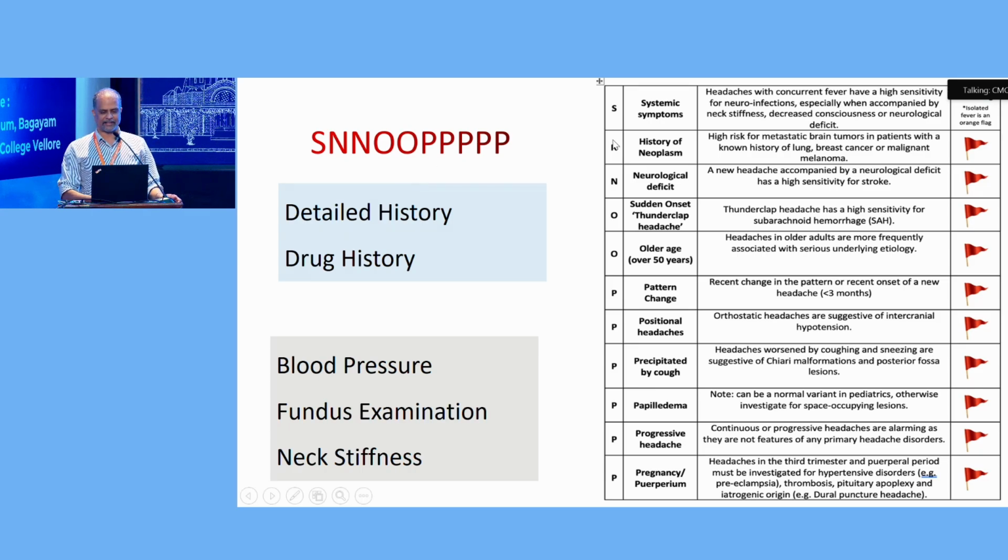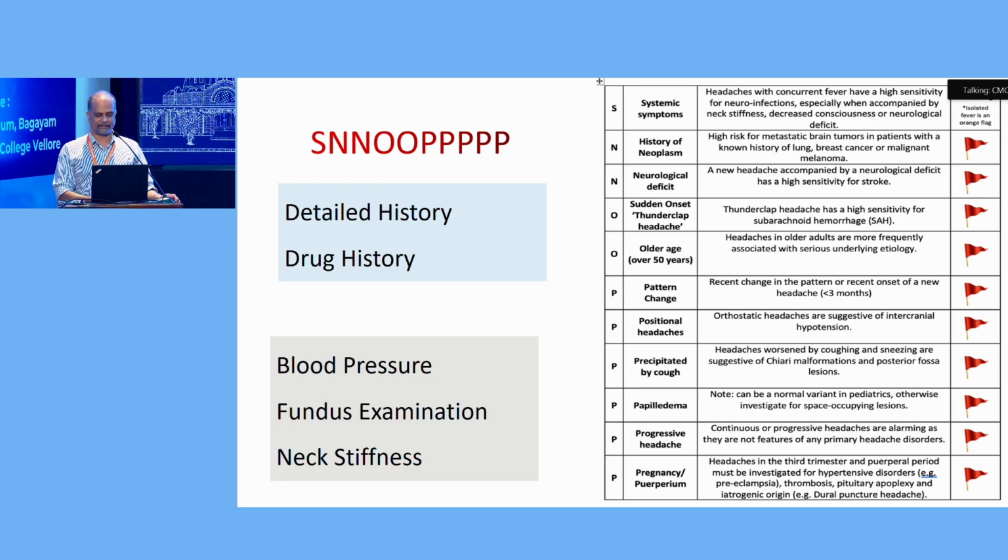So SNOOP: S stands for any systemic symptoms the patient can be having, including fever. N stands for any history of malignancy in the past, which can be a secondary cause of the headache. Any neurological deficit has to be ruled out before you can label anybody as having primary headache. O stands for sudden onset of headache. So anybody coming with a sudden onset of headache, called thunderclap headache, it is not a primary headache. And the other O stands for elderly. Anybody having headache the first time after 50 years of age, you have to be very careful.